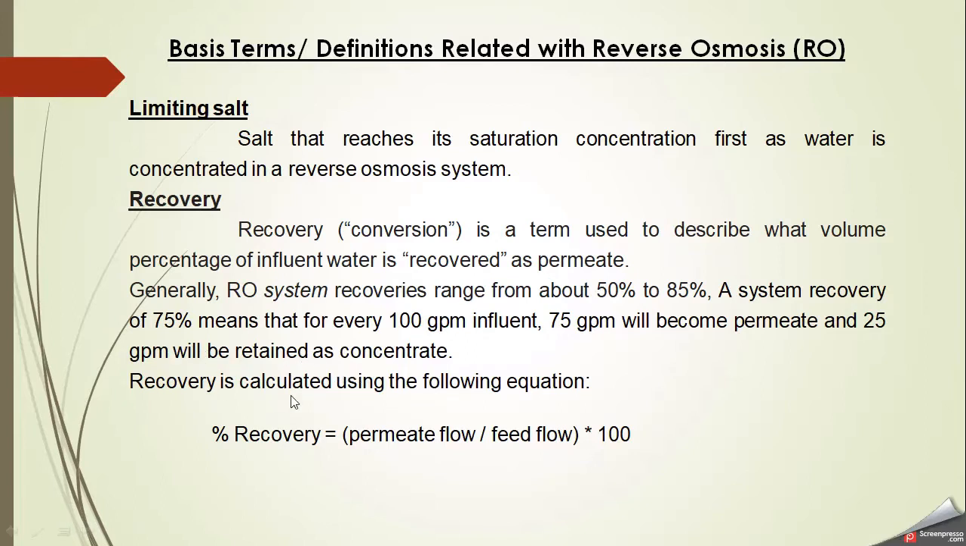Recovery is calculated using the following equation. Percent recovery is equal to permeate flow divided by feed flow, multiplied by 100. This gives the percent recovery of the influent water, and most systems now work between 50% and 80%, depending on the influent chemistry as well as the pressure applied in the system.